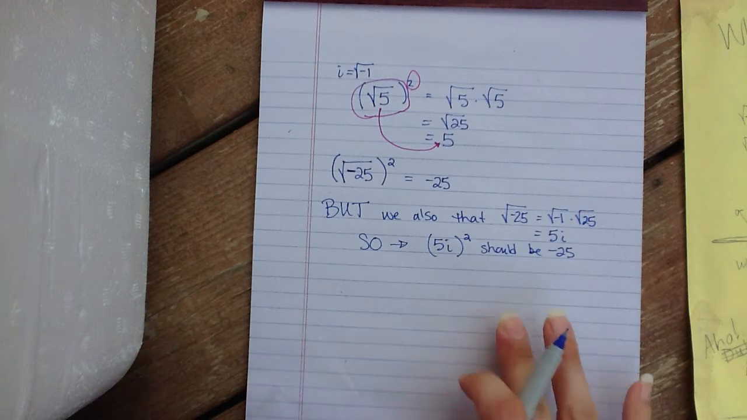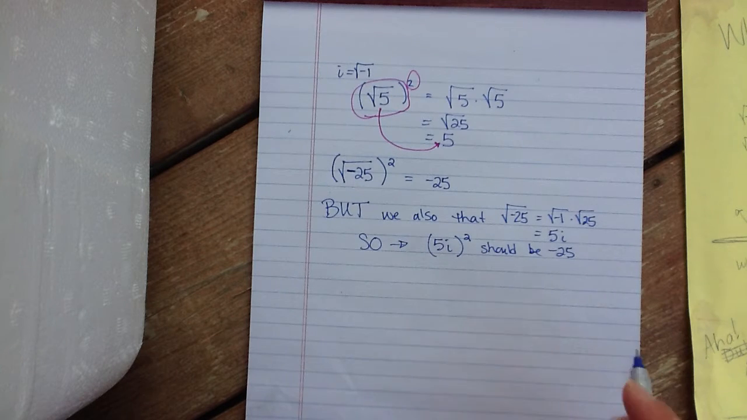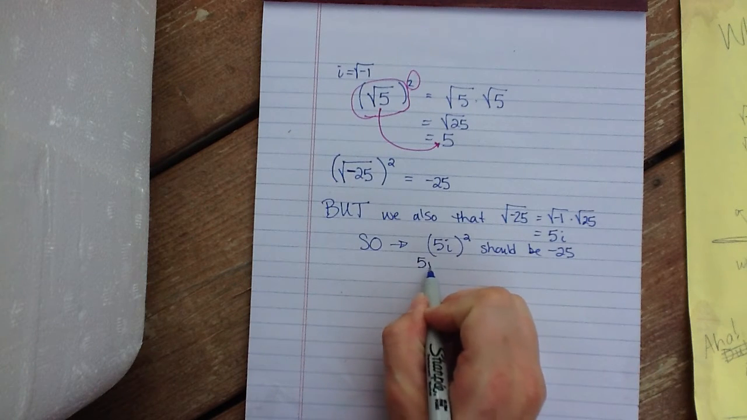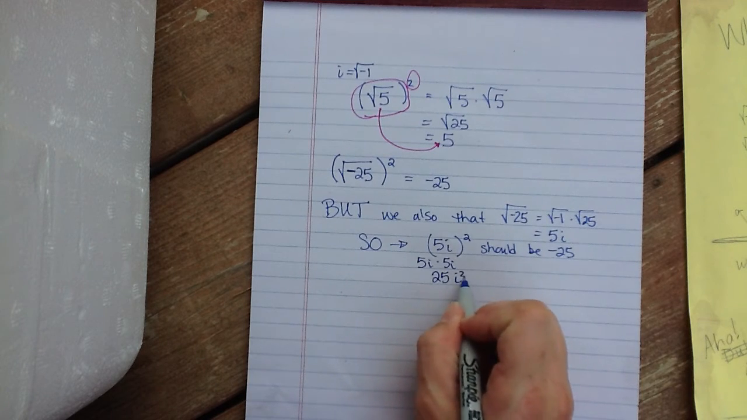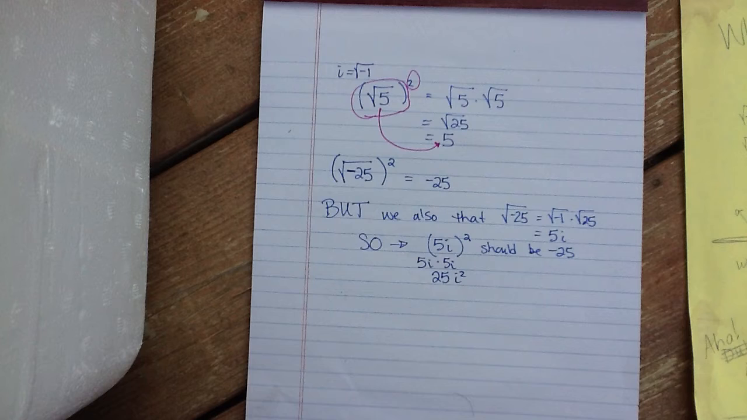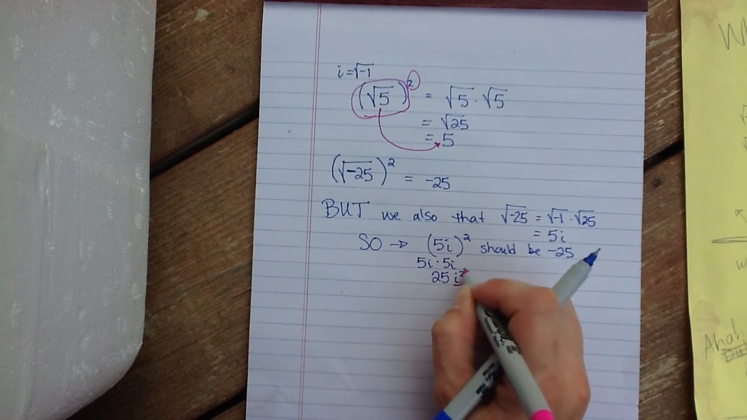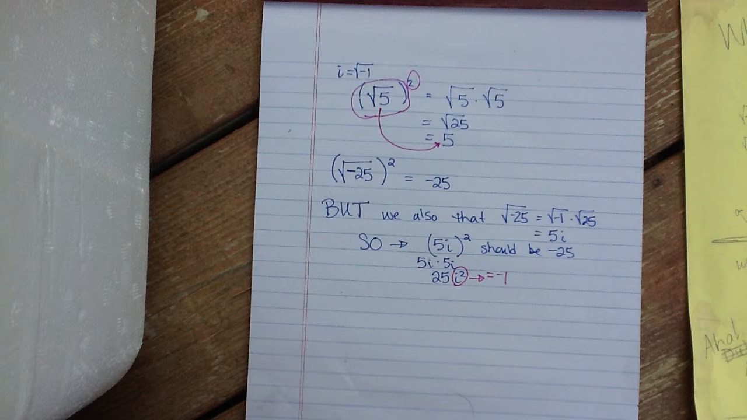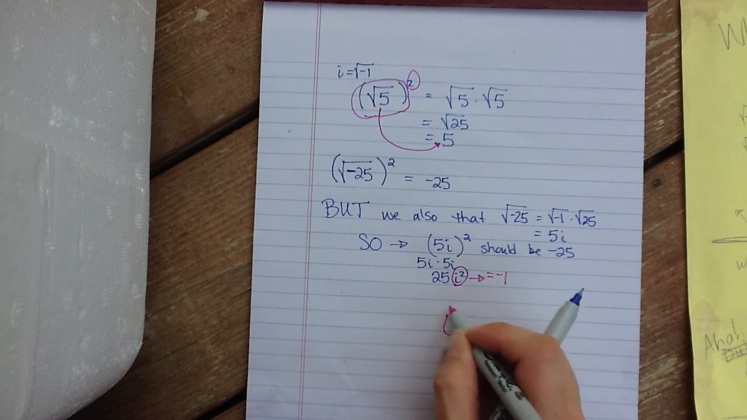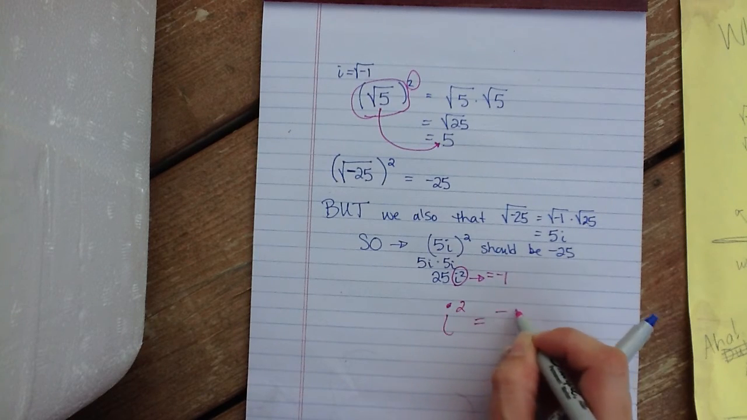When I take 5i squared, it's just like any other variable. I would really have 5i times 5i, which would be 25i squared. Since we know the value we're looking for is -25, it seems pretty obvious that i squared has to equal -1. This is actually a really important property of imaginary numbers. So we're going to write it real big, that i squared equals -1.